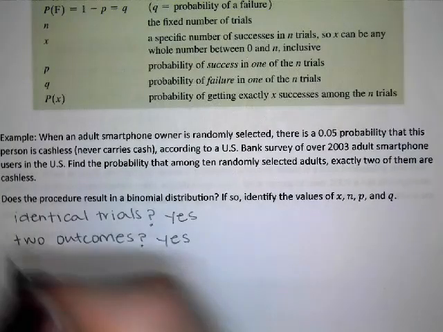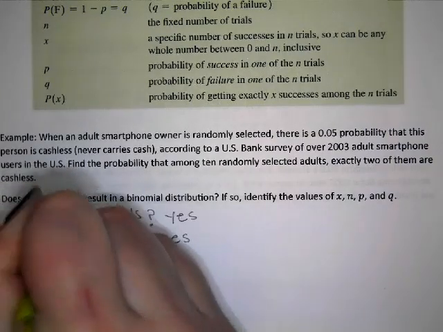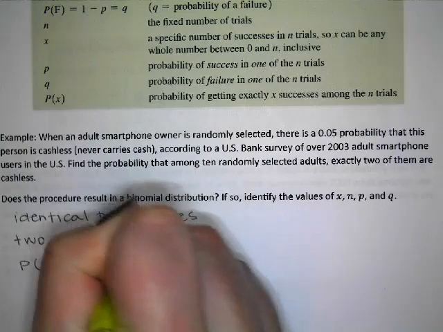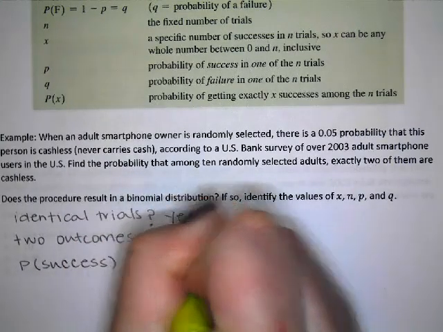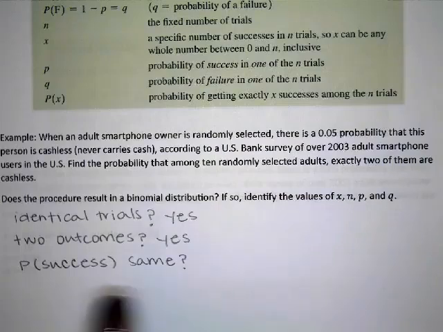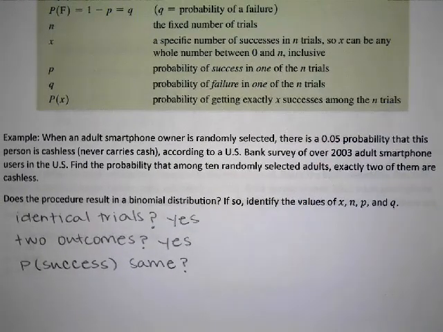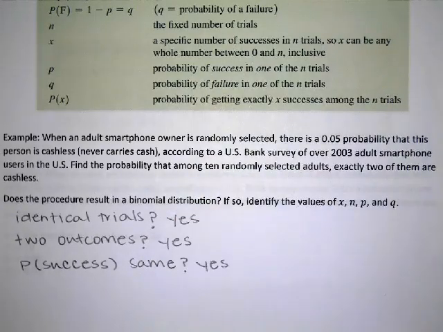Next, the probability of success remains the same. I shorthand this. I'm just going to say probability of success this first time, but I could write P of S. Probability of success is the same. And here, they said there's a 0.05 probability that the person is cashless, and they haven't given us any reason to believe that they're going to different areas where that probability is changing. And so we're going to say, yes, the probability that the adult is cashless remains the same.